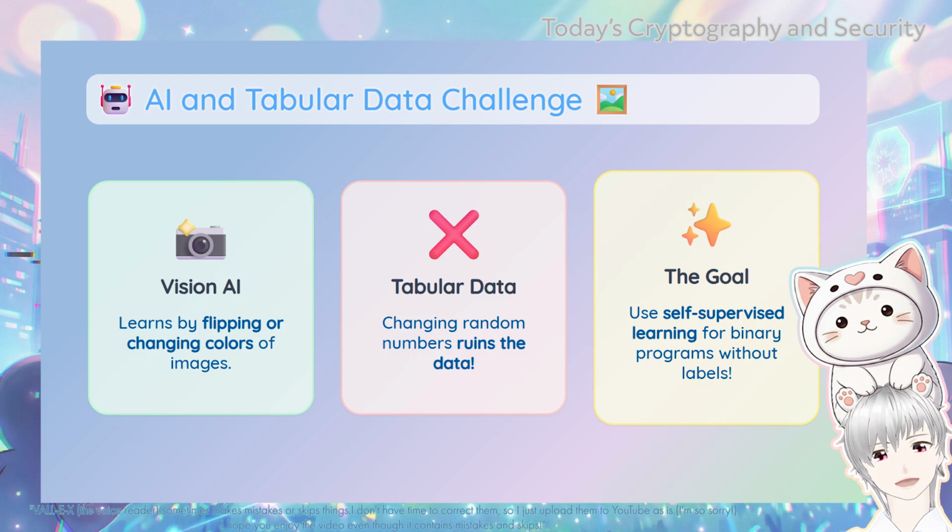The main problem is that vision-based AI relies on changing images slightly, like flipping a picture or changing its colors, to teach the AI what the core object looks like. You cannot really do that with a spreadsheet of software features, because changing random numbers might completely ruin the data. This paper systematically investigates how we can use these advanced AI models, specifically self-supervised learning and tabular representation learning, to improve how we cluster binary programs without needing any labels.